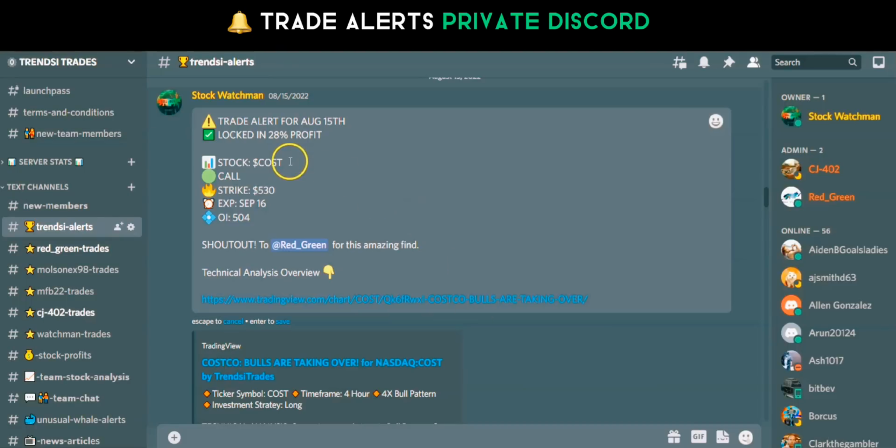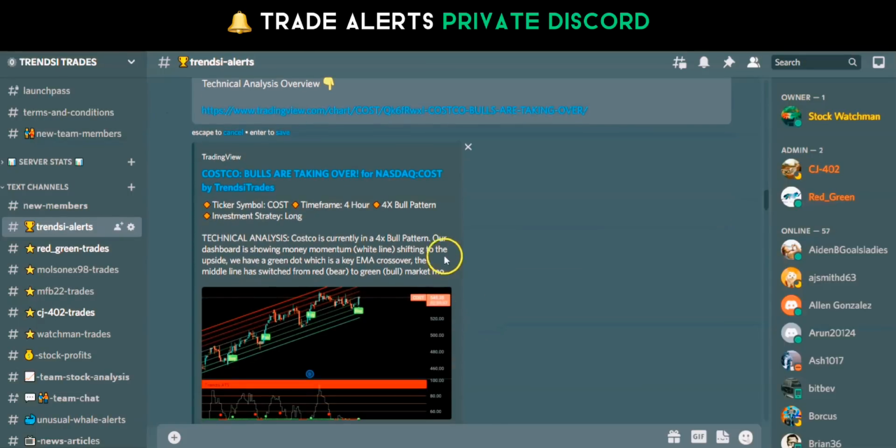The first thing we like to alert is the ticker symbol. For this example, this was Costco, C-O-S-T. We then will alert if we're playing a call or a put. In this example, we were playing a call. We then list out the exact strike price and expiration date we are playing so you can follow along with us.